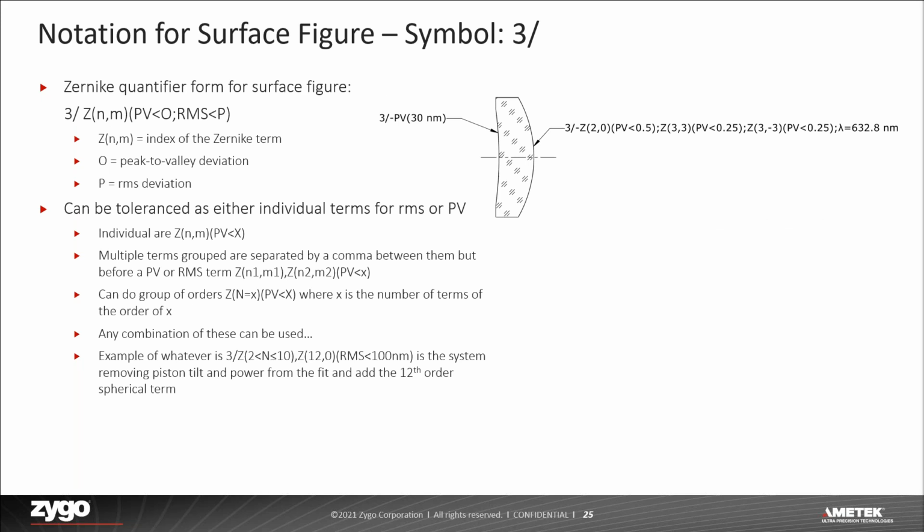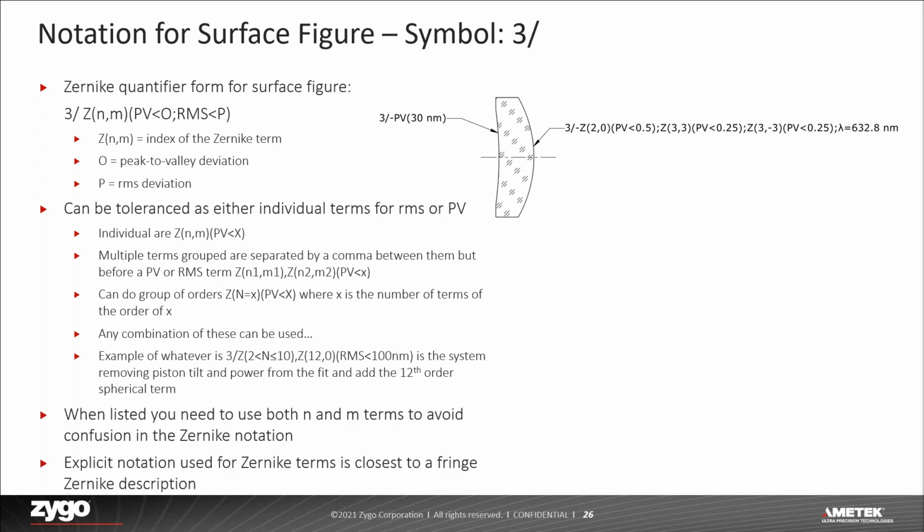In ISO 10110, you can also specify a surface figure tolerance by Zernike terms. This can be done specifying the individual Zernike term tolerance as shown here, or a summation of multiple Zernike terms. When specifying the Zernike terms, you need to list both the N and M quantifiers for the Zernikes. This is to make sure you are keeping your notation consistent with the ISO 10110 standard.